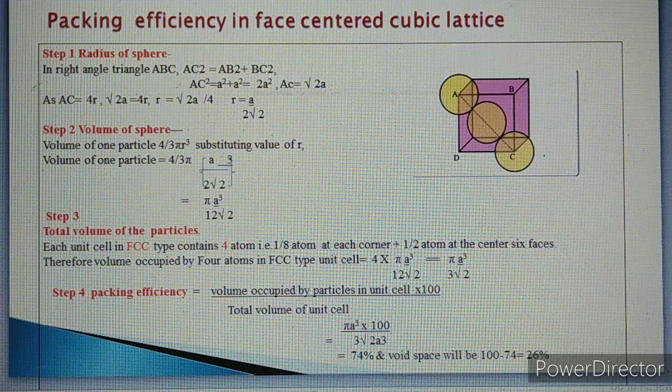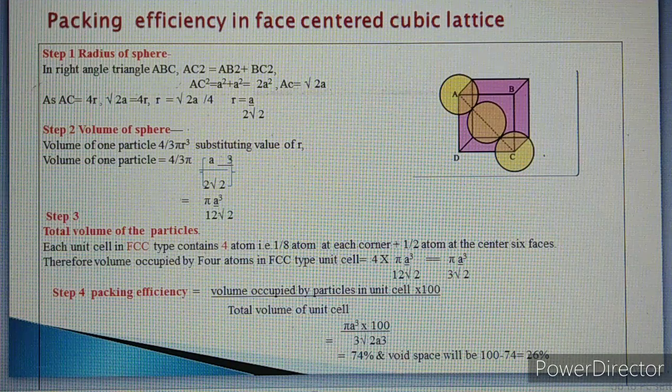That is the formula to find the radius of the sphere. May I repeat, what is the radius of sphere? r is equal to small r. r is equal to a upon 2 root 2. Now we will proceed for step 2. By using step 2, we are able to find volume of sphere.